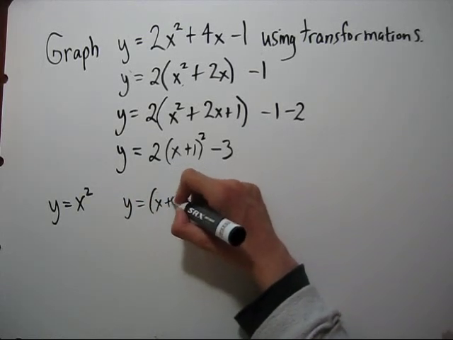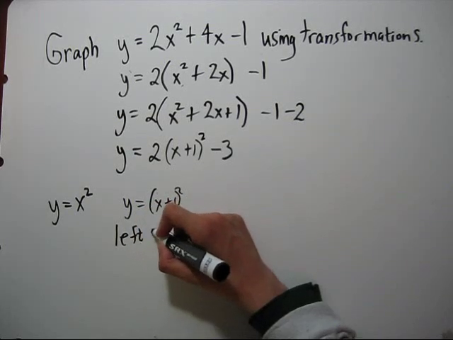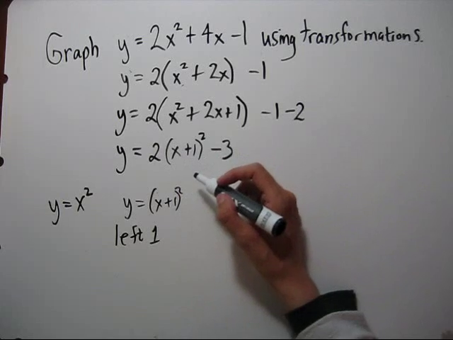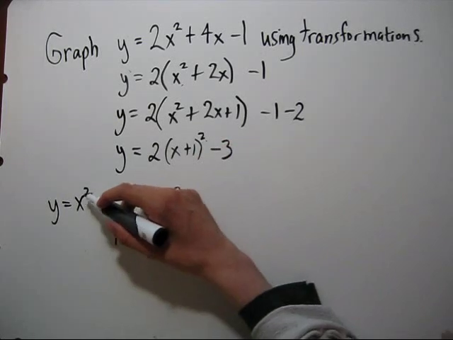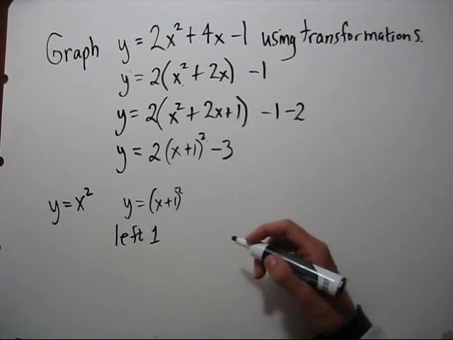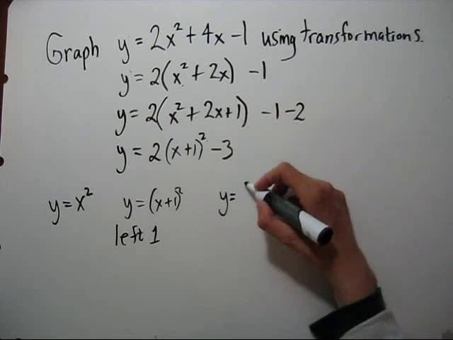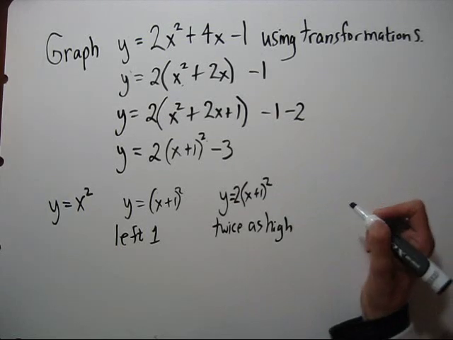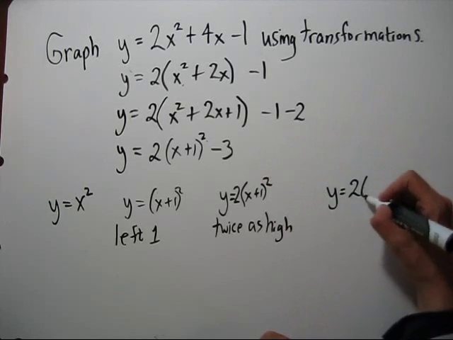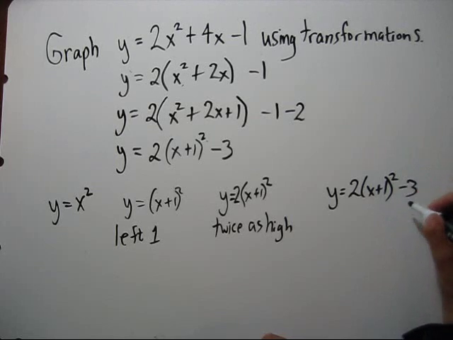moving the graph left 1. Okay, next is multiplication. We already have the exponent, it's in our x squared. So if we multiply by 2, all our y values are going to be twice as high. Lastly, we'll subtract 3 from every y value, so that bumps our graph down by 3.